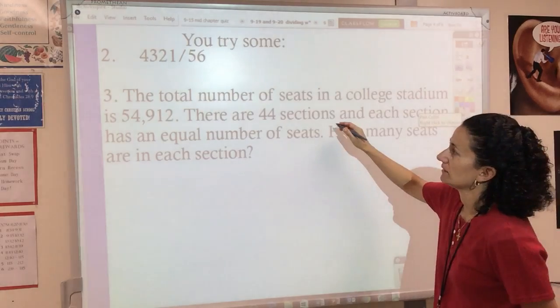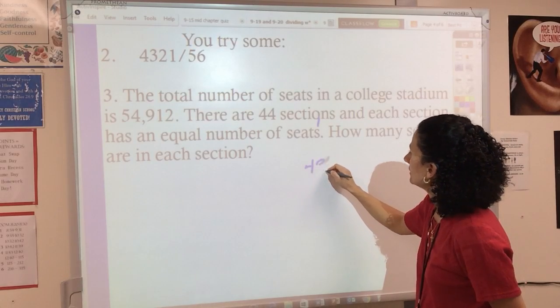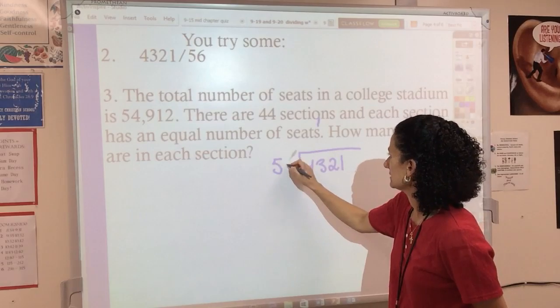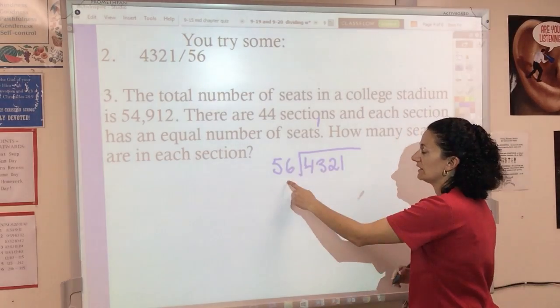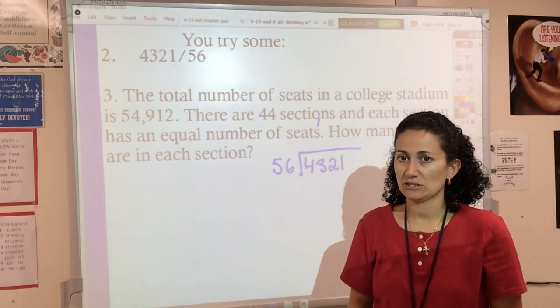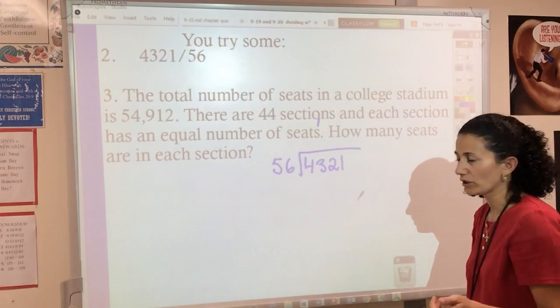Alright, let's take a look at number 2. 404,321 divided by 56. Alright, a double-digit divisor. I don't know my 56 times table. We're going to have to do some guessing and checking. I'm going to go through this a little bit quicker because hopefully you're just checking your work.